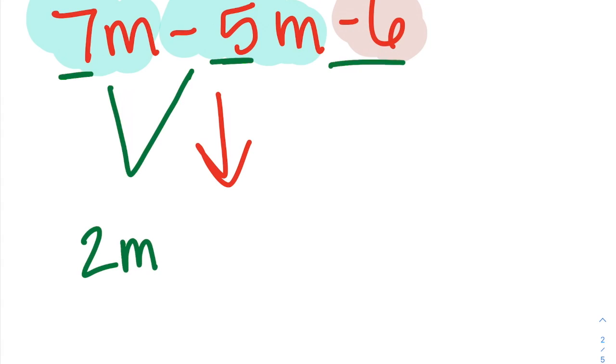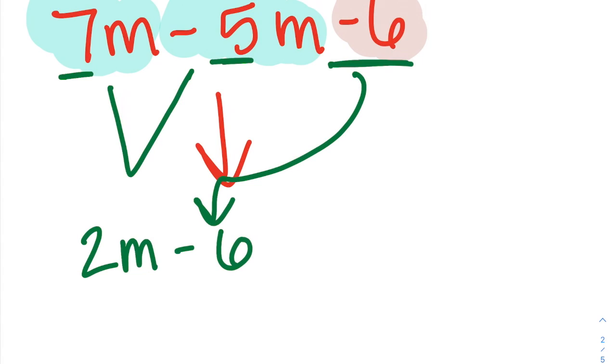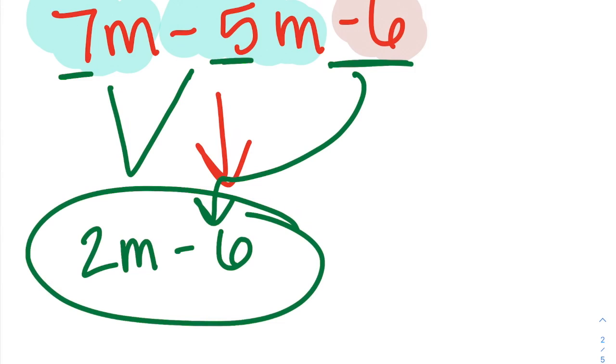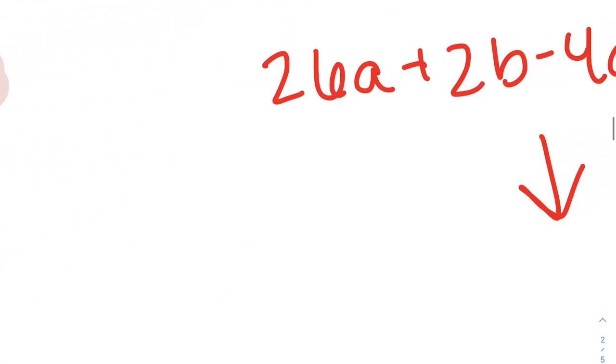I have this -6 kind of chilling at the end. There are no other constant terms for me to combine with it, so it just gets to scoot down here next to the 2m. So 7m minus 5m minus 6, most simply put, is 2m minus 6.